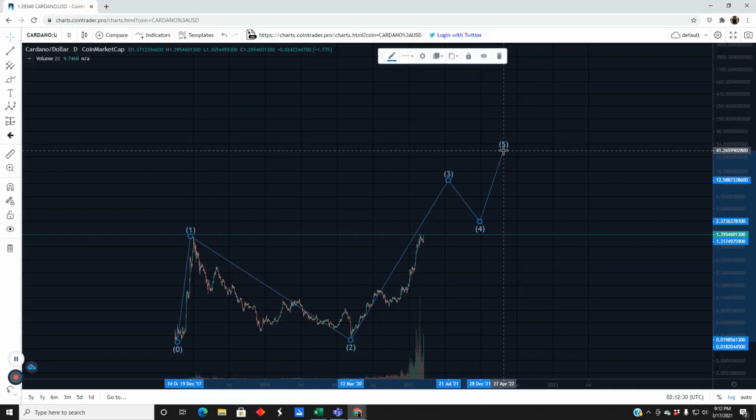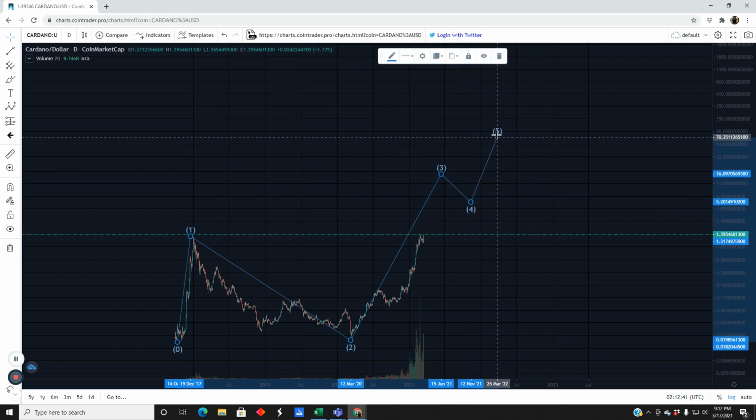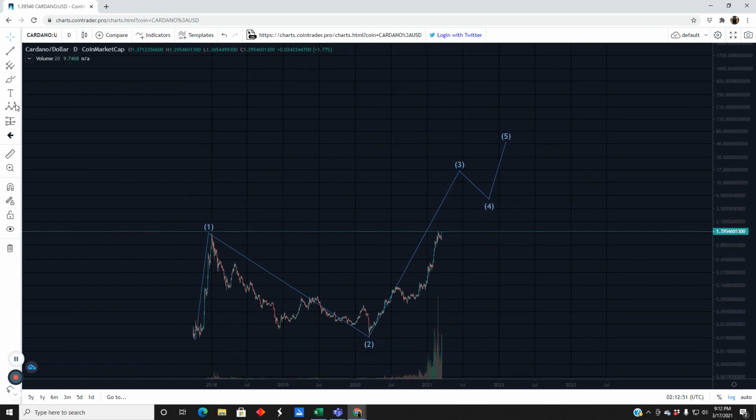Wherever this goes, I don't know where it's going to pull back to, but it should look something like this. Maybe end up at 20 bucks, 50 bucks. We'll just have to see. But volume's growing here. It just got listed on Coinbase. So we're in the middle of wave 3.